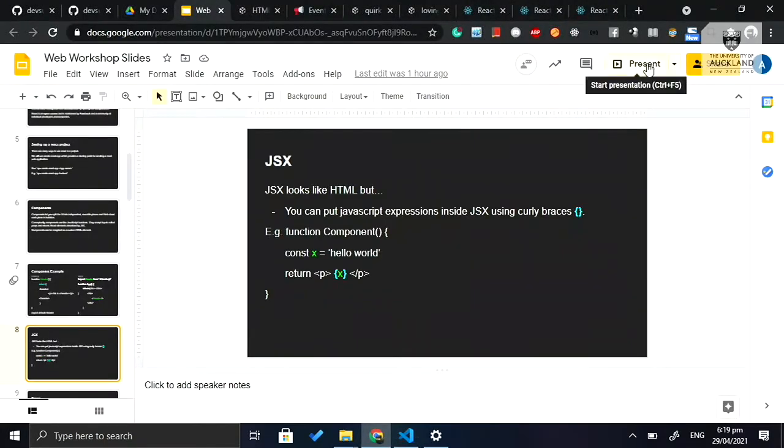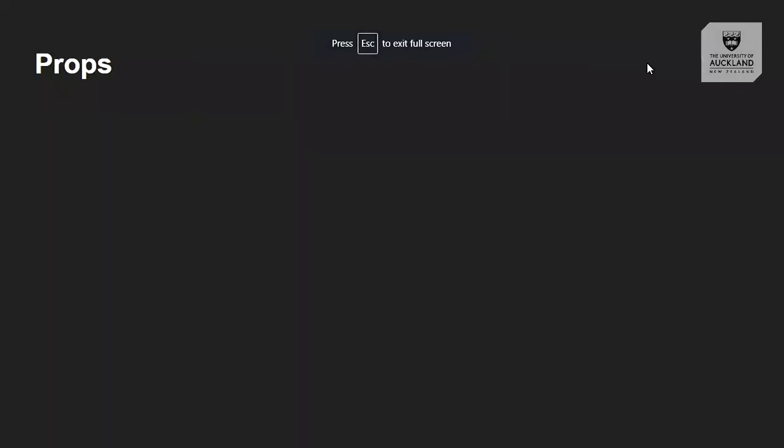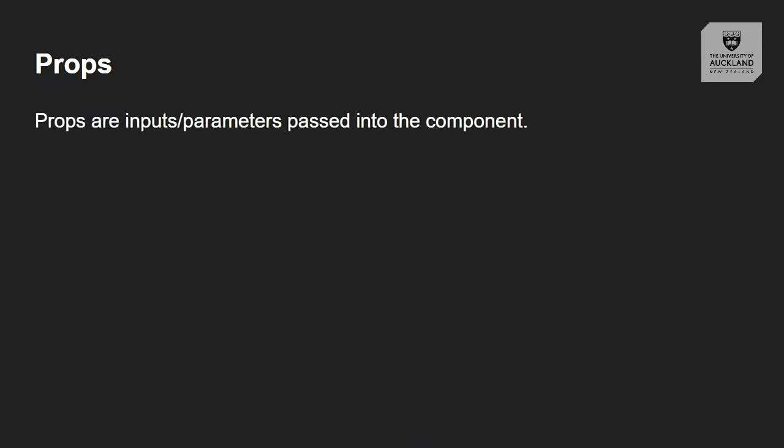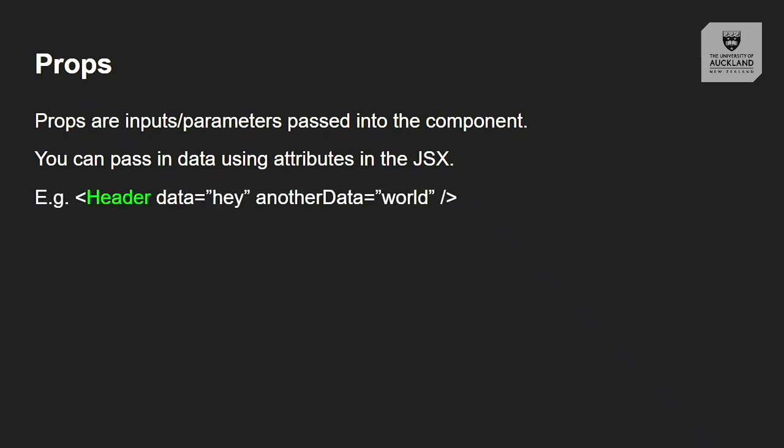So I'll go back to my slides and go through the next thing, which is props or properties. And props are simply inputs or data that you want to pass into your component. So for instance, you would want to pass in a class name or some data that you fetch from an API. So you can do that all with props. And you pass in these props just like how you'd pass in attributes in HTML. So as an example, here we have a header component, and we pass in 2 props, data with the value hey, and another data with the value world.